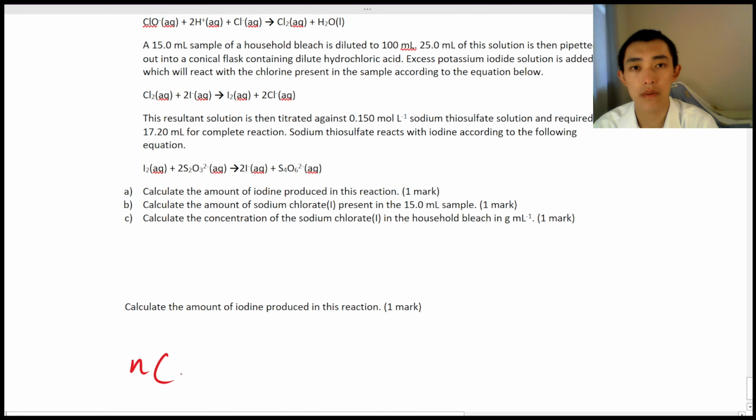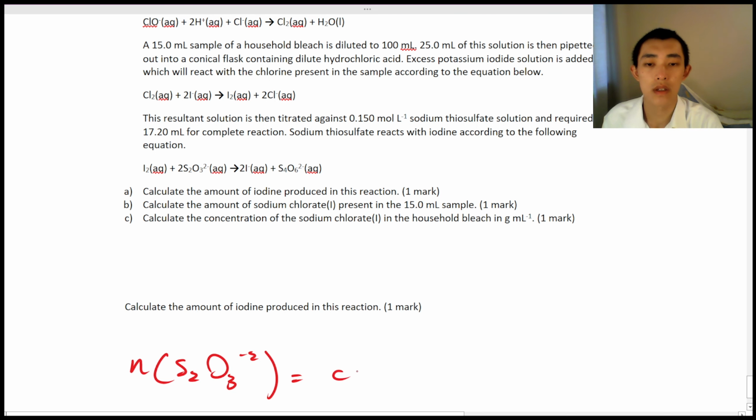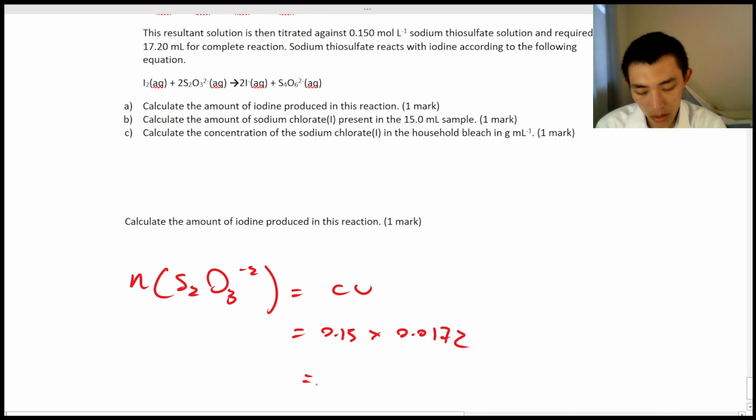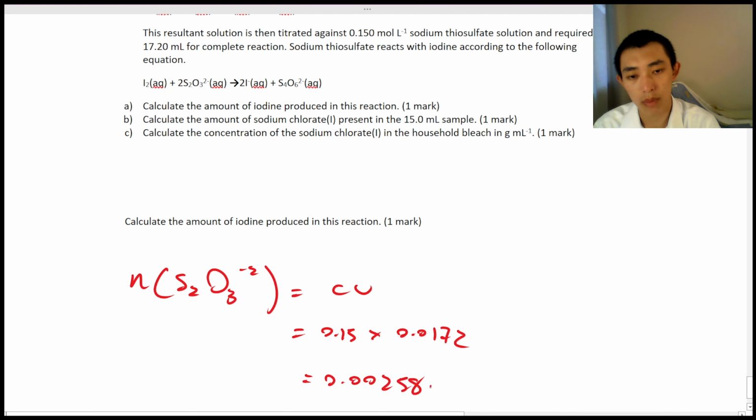We say moles of thiosulfate, S2O3 2-, is equal to cV, which is 0.15 times 0.0172, which is equal to 0.00258 moles. Okay, having a look at this molar ratio, right?